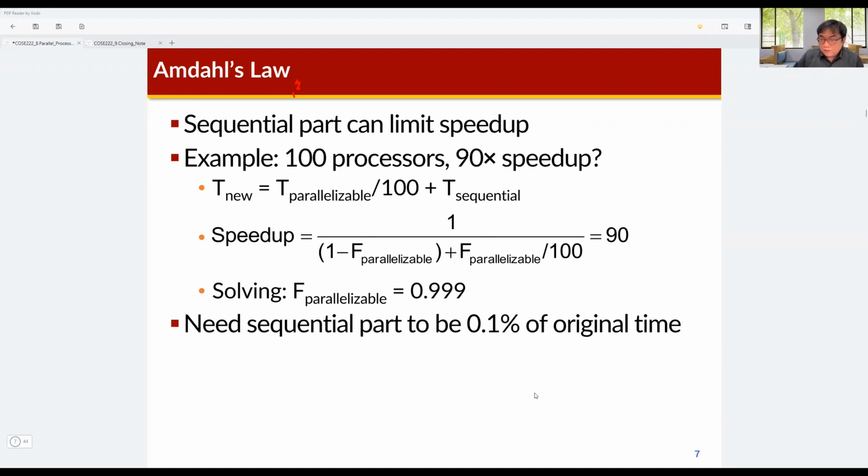Okay. So let's apply Amdahl's law to the multi-core architecture. As I explained, if Amdahl's law is applied to the multi-core processor architecture, then we can say that a sequential part can limit the speedup in the multi-core processor. So this is an example of Amdahl's law. Let us assume that a single CPU chip has 100 cores, like 100 processors, and we want to achieve 90 times speedup.